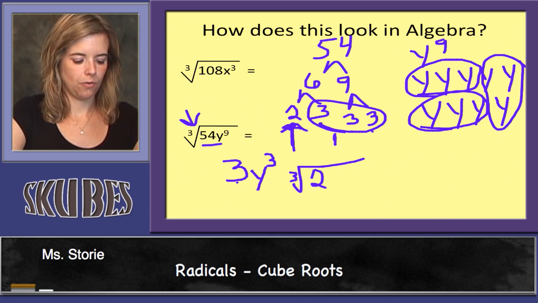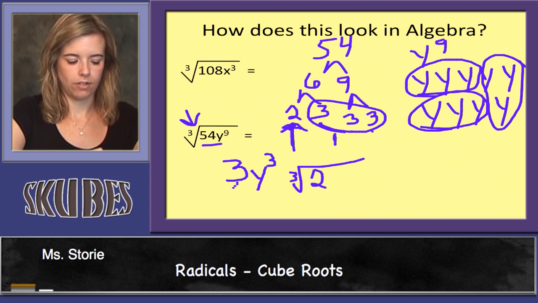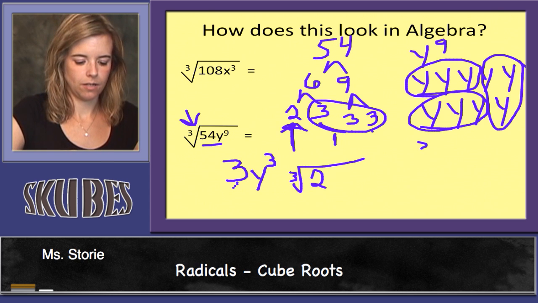Let's double check. 3 raised to the 3rd power is 27. 3 times 3 times 3.